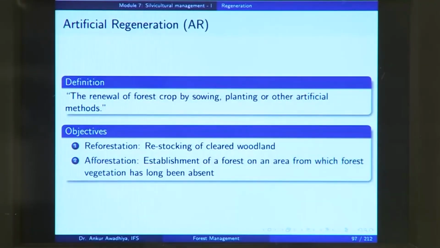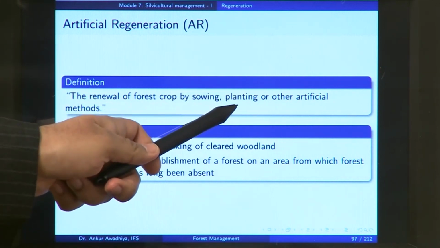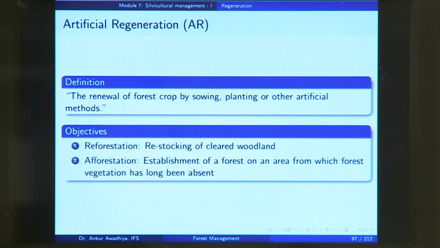The third kind of regeneration is artificial regeneration or AR. It is the renewal of forest crop by sowing, planting or other artificial methods. So, you are trying to renew the forest by direct sowing of the seeds, by planting your saplings or by other artificial methods. The objectives here can be reforestation or afforestation. Now, reforestation is restocking of the cleared woodland, and afforestation is establishment of a forest on an area from which forest vegetation has long been absent.